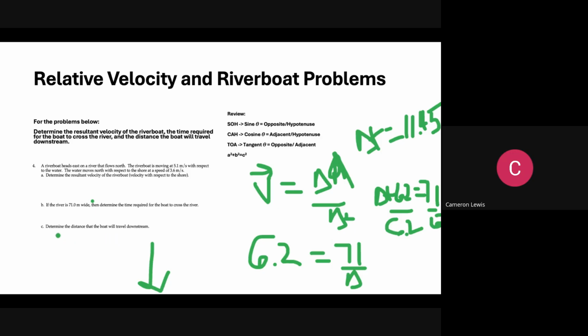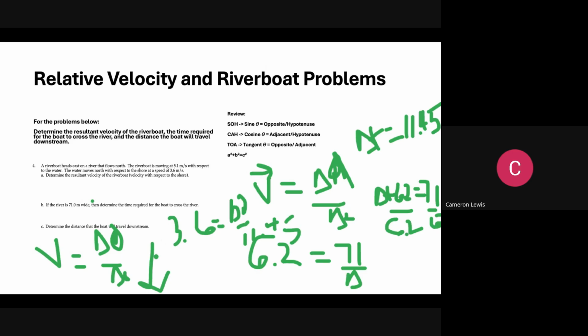But now we have a time, right? So now we have the same thing, distance over time, and we have a time. So now we have 3.6, trying to find the distance, over 11.45. Just multiply it through. And it should be like 41.